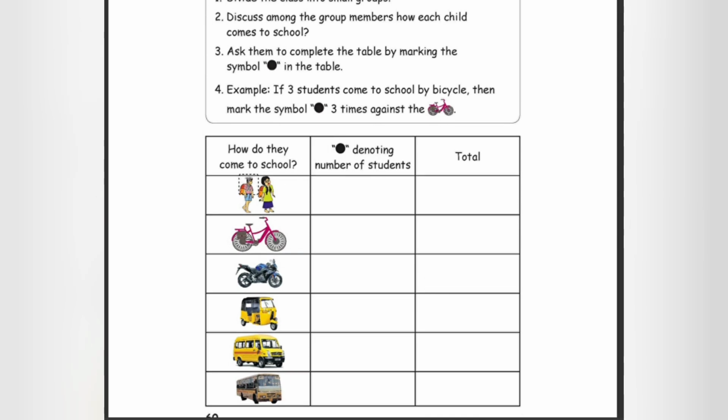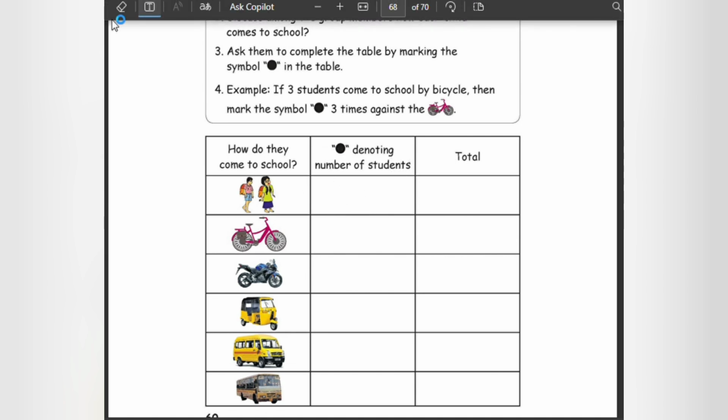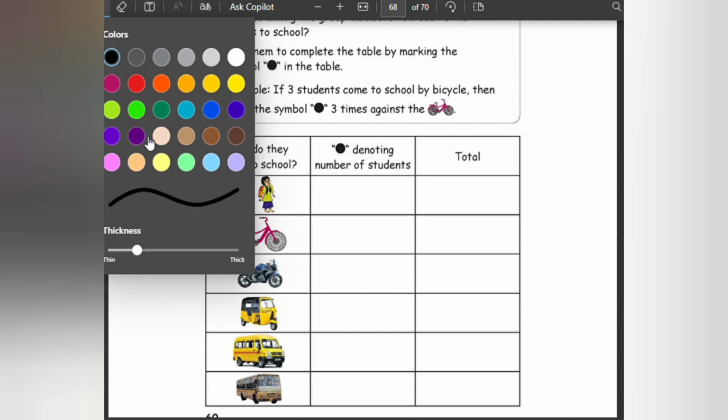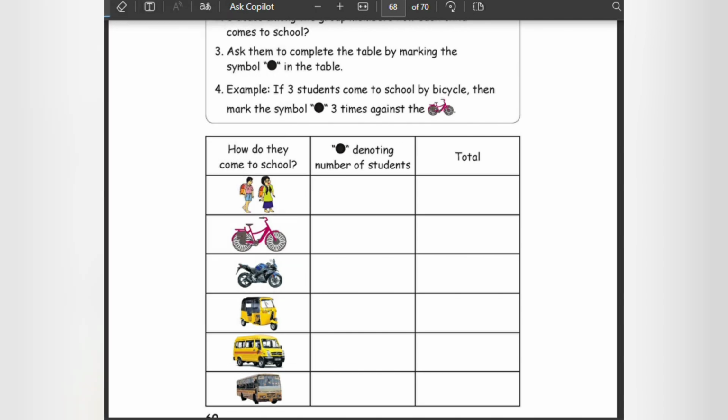How do they come to school? So total, that is by walking. Walking, how many students are coming? That you can represent. Okay, how many students are there by walking? Means 1, 2, 3, 4, 5, 6, 7, 8, 9. So we can write here as 9.